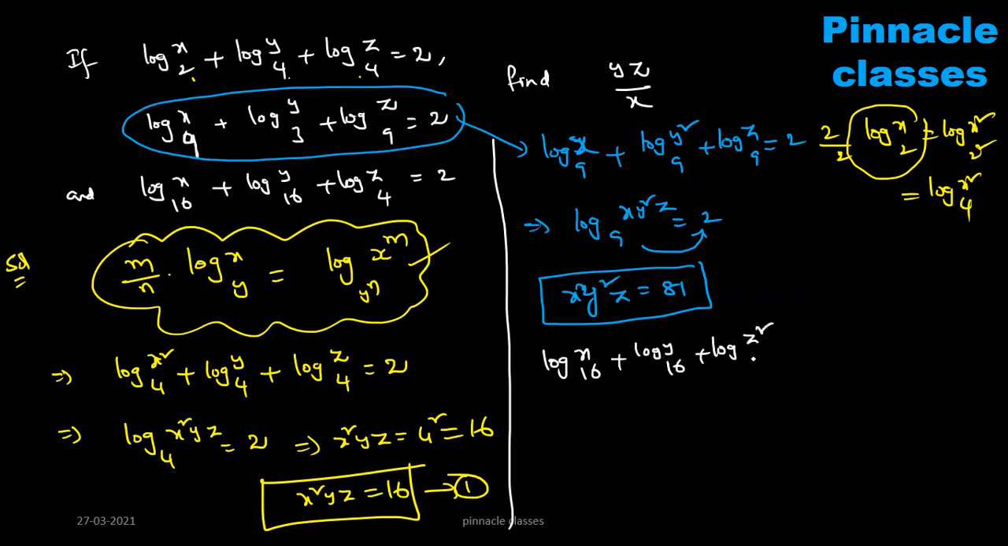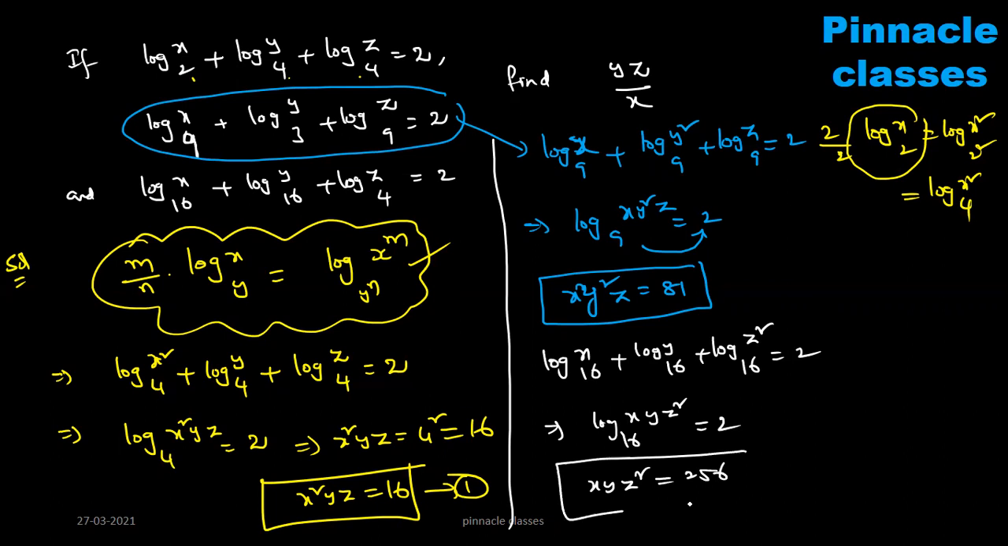Log z square to the base 16 is equal to 2. So logarithm of x, y, z square to the base 16 is equal to 2, so x, y, z square value is how much? 16 square. Like that. That is the answer. So what they are asking, say, is yz by zx.